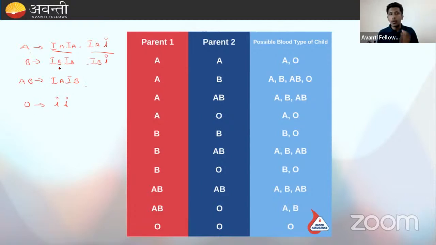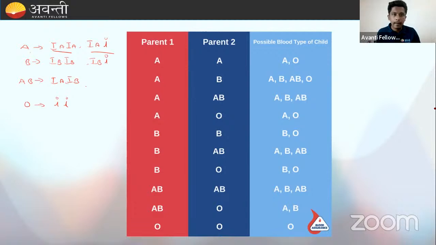Got it, students? So now you have the possibilities of parent 1 and parent 2 and how their possible blood groups can be. I will solve a couple of them so that it will be easy for you to understand. So you take it as an assignment, take this slide and try to solve all the possible blood phenotypes using the genotypes.